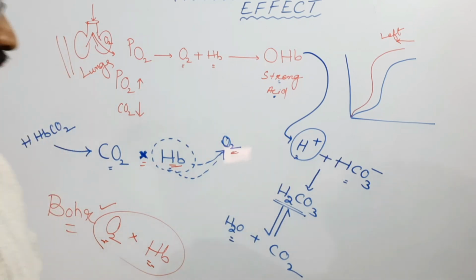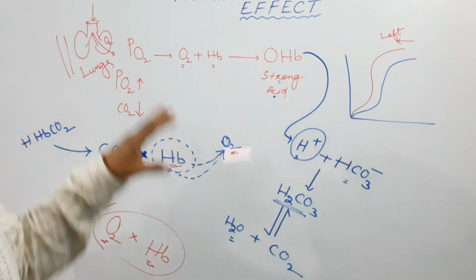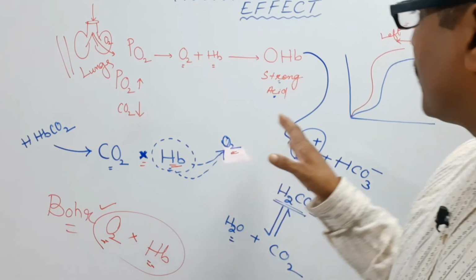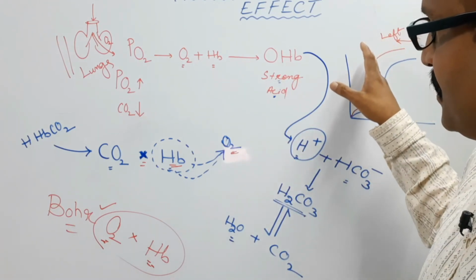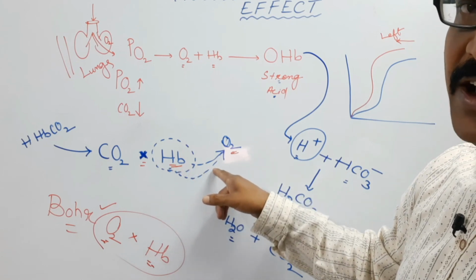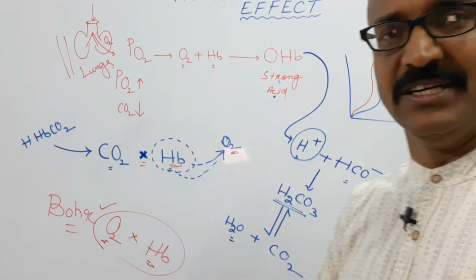So this is the whole of the Haldane effect. Due to the Haldane effect, the graph shifts to the left side because the affinity between hemoglobin and oxygen is increasing. So this is the whole of the Haldane effect.